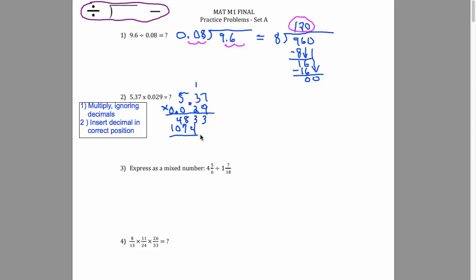We add up these numbers, and we get 3, 7, 8 and 7 is 15, carry 1. 1 and 4 is 5, 1.